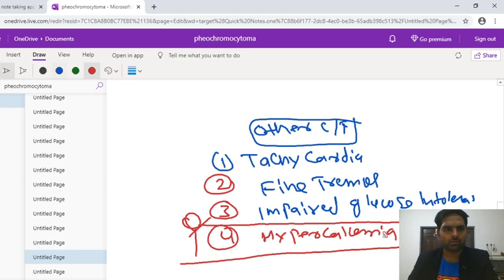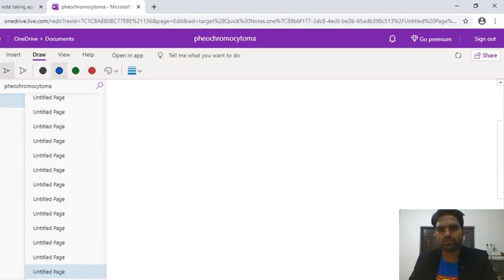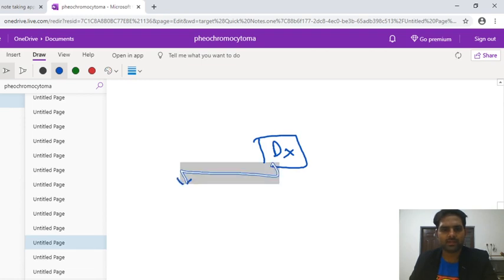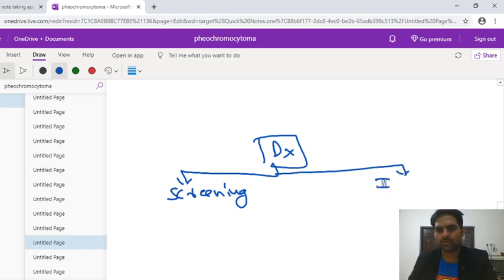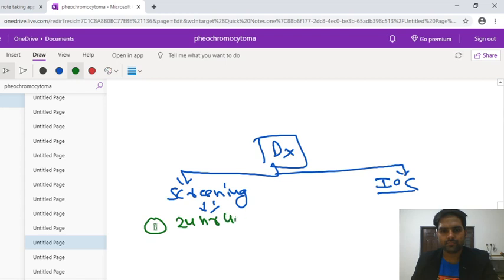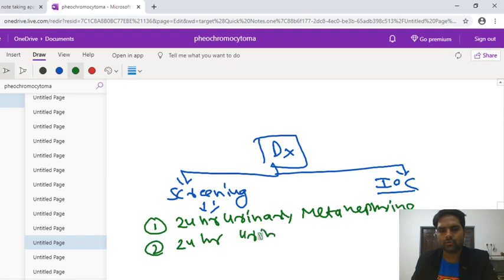Okay, now let's move to the diagnosis part. How will we diagnose this condition? Now, for pheochromocytoma, we have two methods to diagnose this condition. Either we can perform the screening test, or we have an investigation of choice or definitive diagnostic method. Now, in the screening method, we can do 24-hour urinary metanephrine level, or we can do 24-hour urinary catecholamine level.